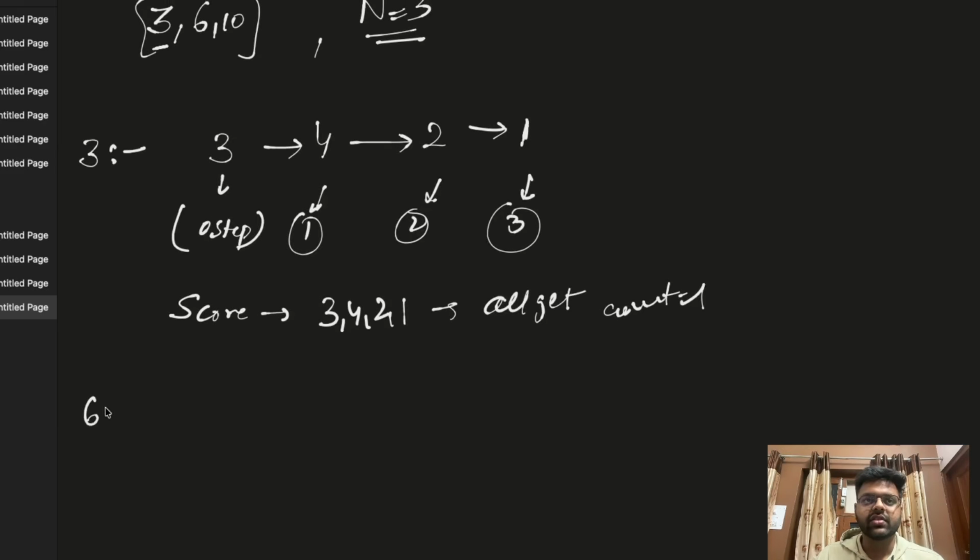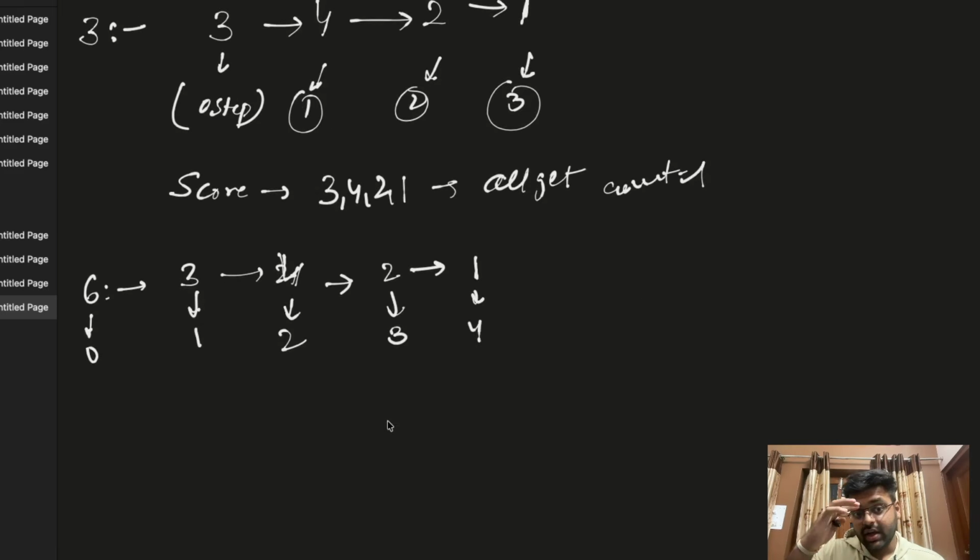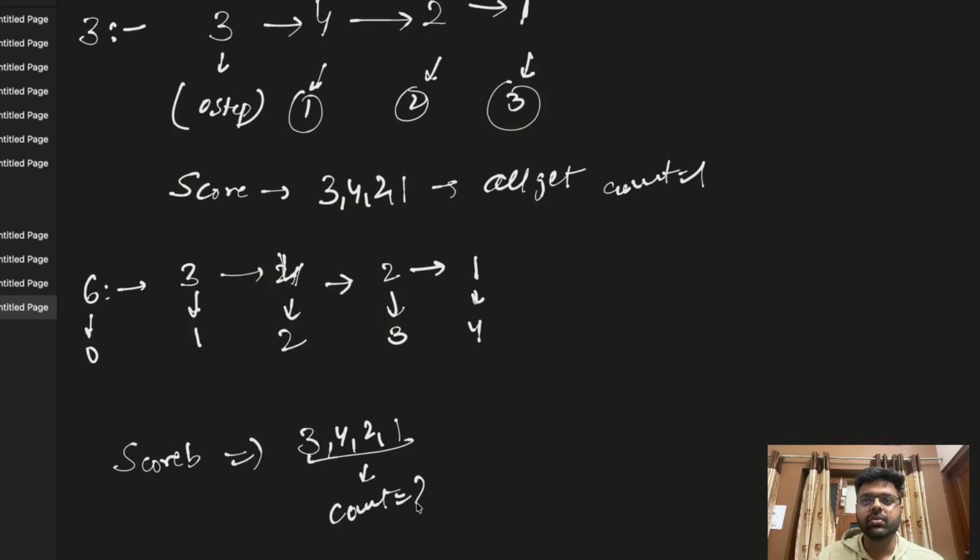Now let's go for 6. For 6 we have 0 steps, for 6 to 3 we have 1 step, from 3 to 4 we have 2, for 2 we have 3, and for 1 we have 4. Now the scoreboard would look like 3, 4, 2, 1, and these all get count 2 because they are repeated, and for 6 the count is 1.